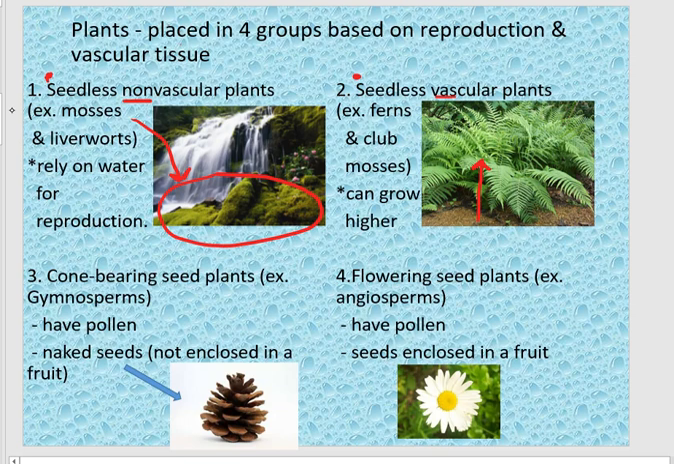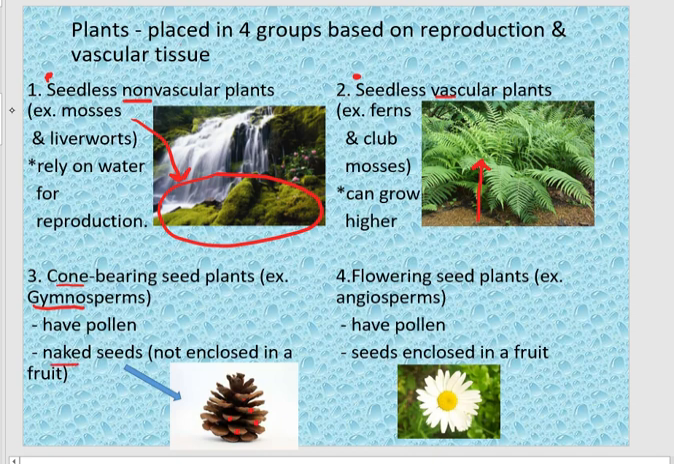Our third group, these are our gymnosperms, cone-bearing seed plants. Gymnosperms have what we call naked seeds. They are not inside of something, not inside of a fruit. They are on the outside. This pine cone here has its seeds on the different blades. The seed is on the outside of the blade. It's not down inside protected. Still have to have pollen to go with that seed, the sperm and egg.